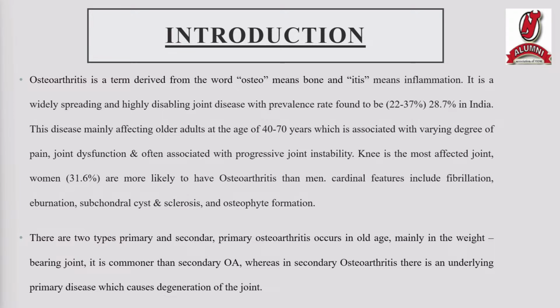Cardinal features include fibrillation, aberration, subchondral cyst and sclerosis, and osteophyte formation. They are of two types, primary and secondary. Primary osteoarthritis occurs in old age, mainly in the weight-bearing joint. It is commoner than secondary OA. In secondary OA, there is an underlying cause, which is mainly degenerative.